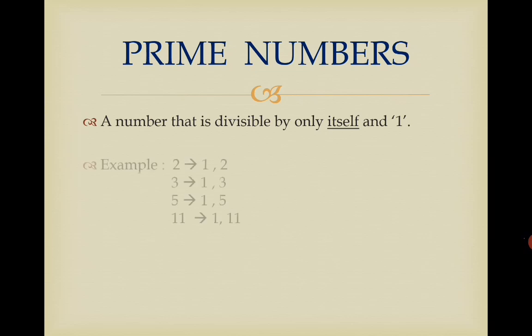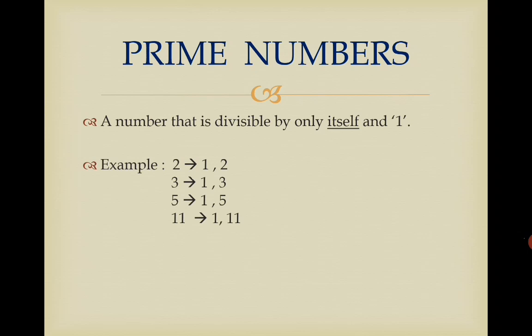For example, the number 2. The divisors of 2 are 1 and 2. That means it will appear only in the 1 times table and the 2 times table. Similarly, the divisors of 3, 5 and 11 are the number 1 and the number itself.